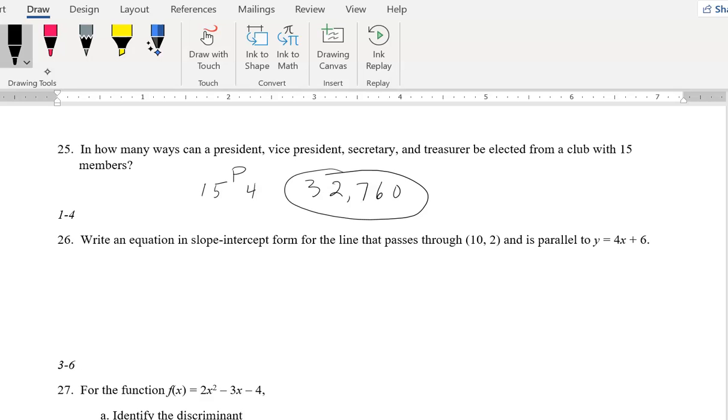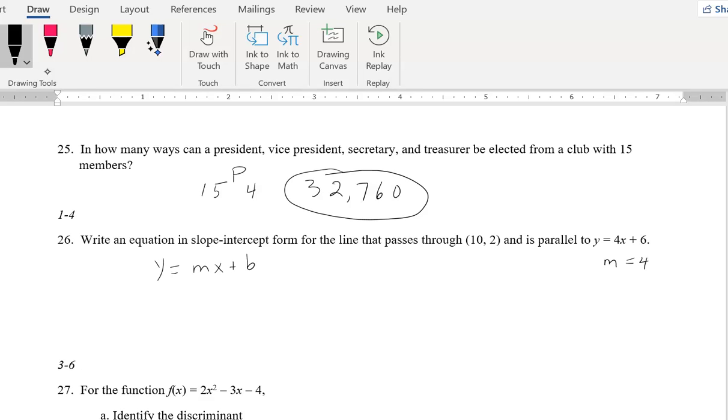Okay, 26 is a review problem. Just making sure you understand that parallel lines have the same slope. So the slope of this line is 4. So the slope that I'm going to use for this other line that passes through (10, 2) is also going to be 4. So just remember y equals mx plus b, slope-intercept form.